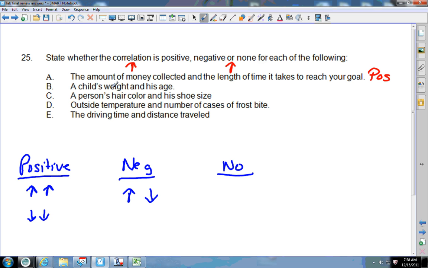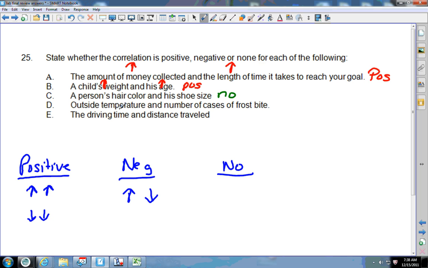The next one, a child's weight and his age. The older he gets, now up to a reasonable age, the more he weighs. So this again is positive. A person's hair color and his shoe size. Do those two have anything to do with each other? No, they do not. There is no correlation.